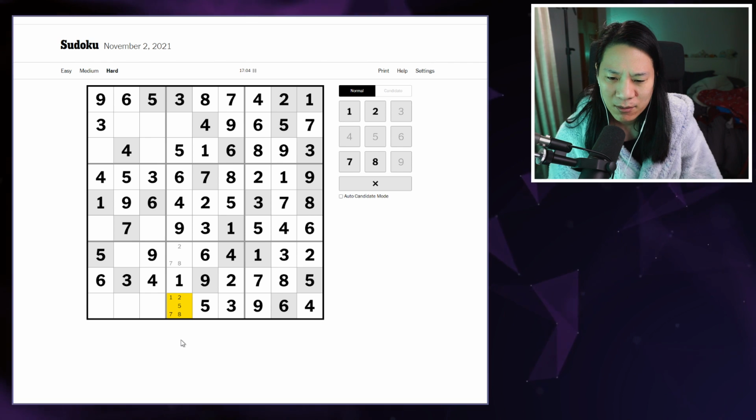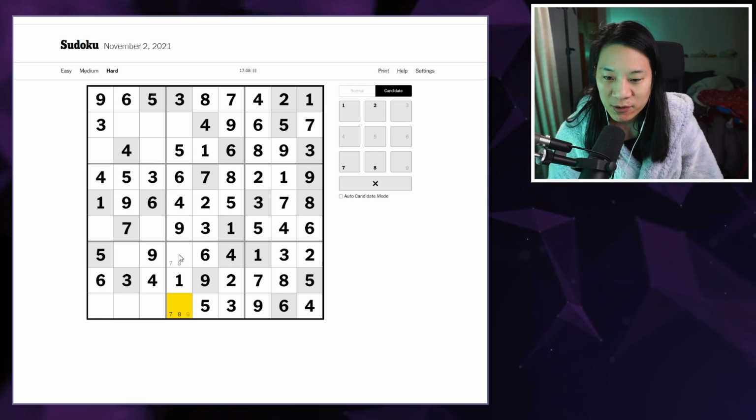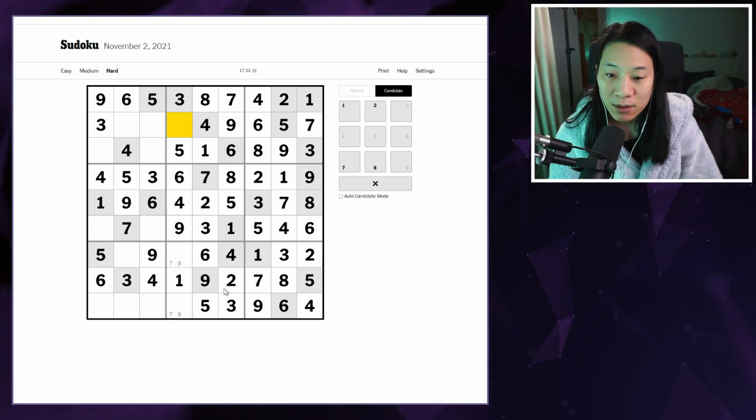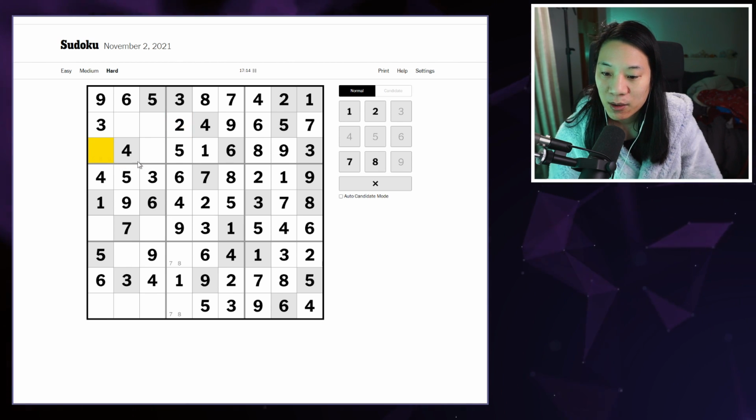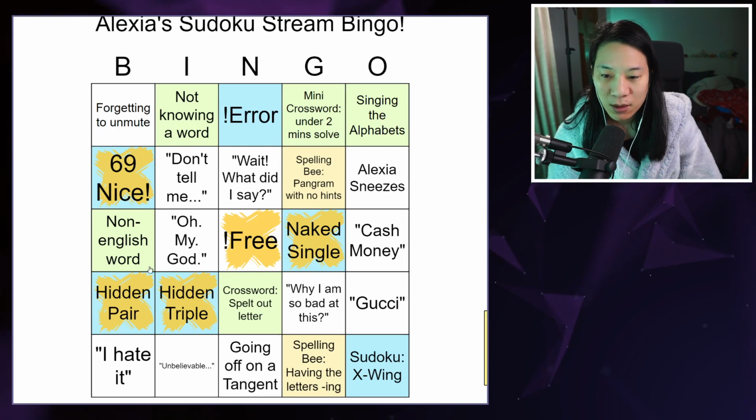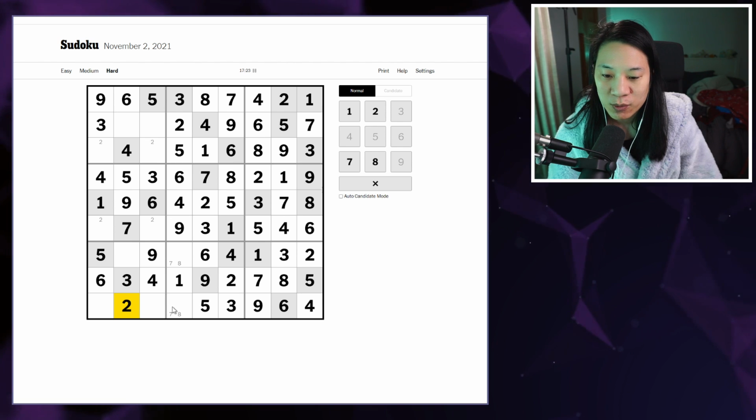Yeah. So these can't be 2s or 5s, so 7 and 8 are here. Can they be resolved? Not yet, but we can put a 2 in there, which means these are 2s. These are 2s, so that's an X-wing. X-wing of 2s. Meaning this is a 2 as well.